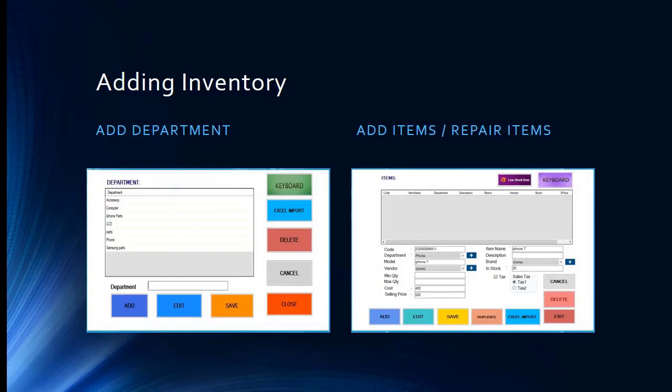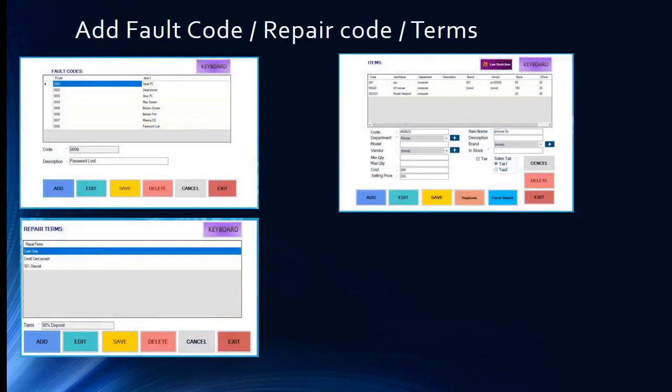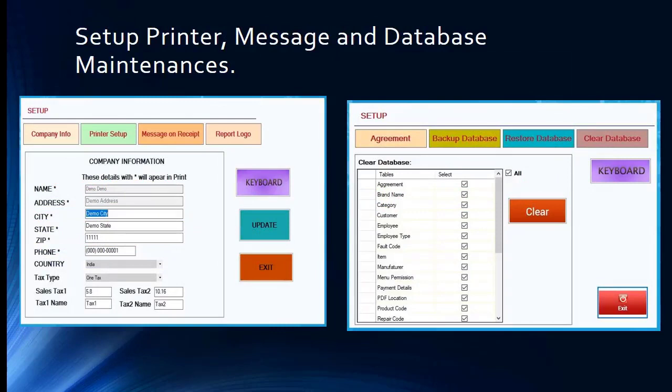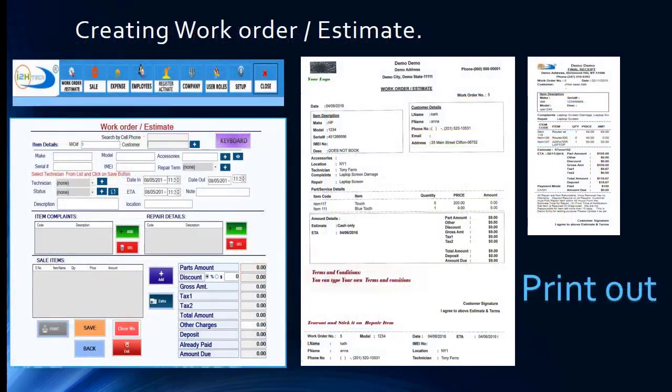You need to do some initial setup: add inventory and service items and repair items. Add some fault codes, repair codes, and set up your terms. You can set up the receipt printer and the report printer. After this, you can create a work order and you are ready to use it. You can provide an estimate or provide an invoice.